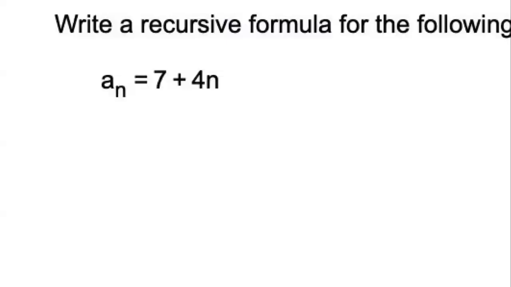How would you find the first term? How would you find the first number in the pattern? It is not 7. Is it 9? Why is it 9? Because it's the formula for the explicit formula.